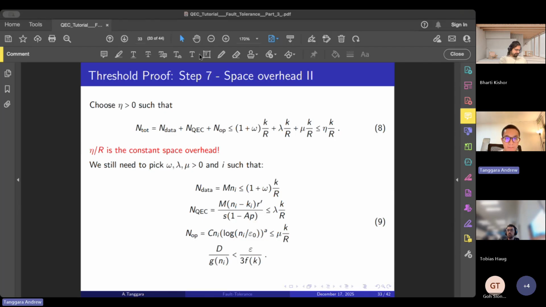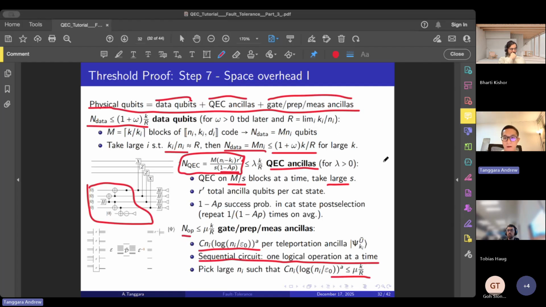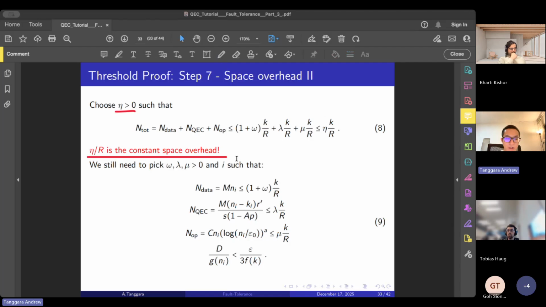Okay, so we're just putting together what we got from the last slide. We want to pick this eta greater than 0, such that the total number of qubits is upper bounded by O of k, and the constant is this eta over r. That's the multiplicative constant of the overhead.